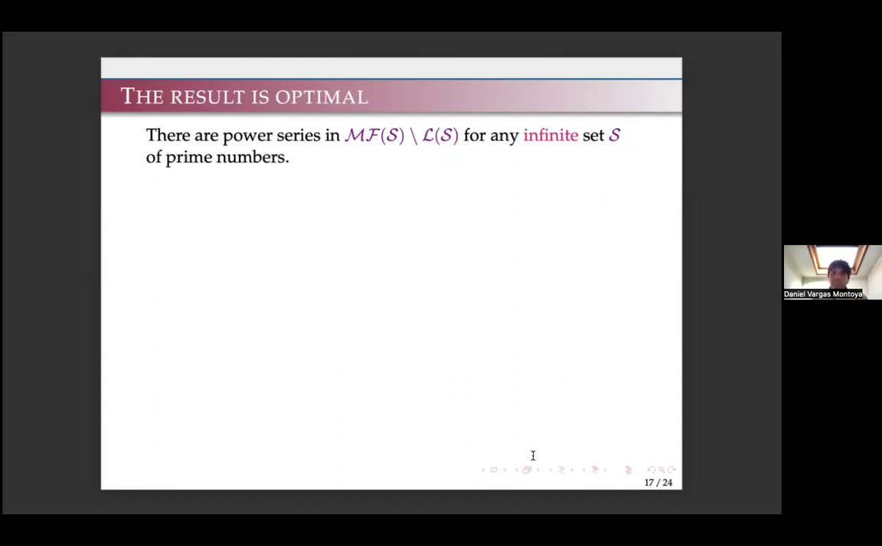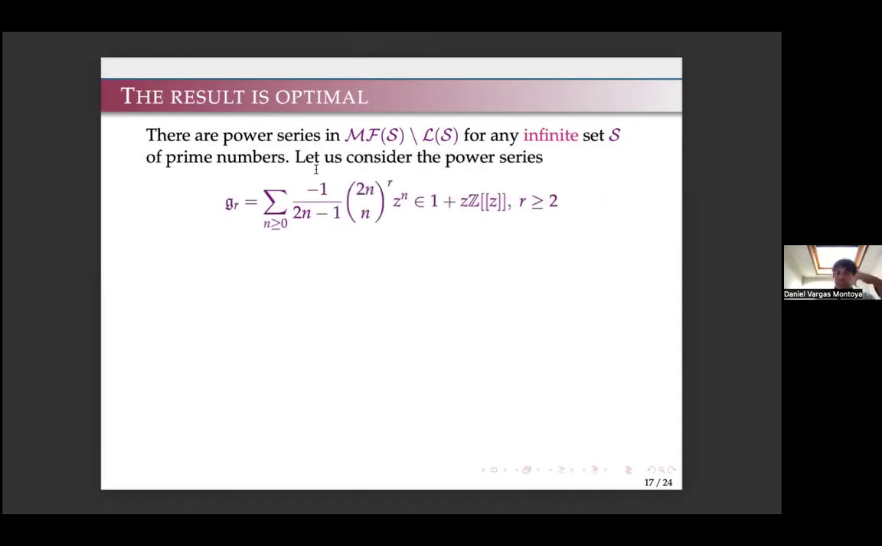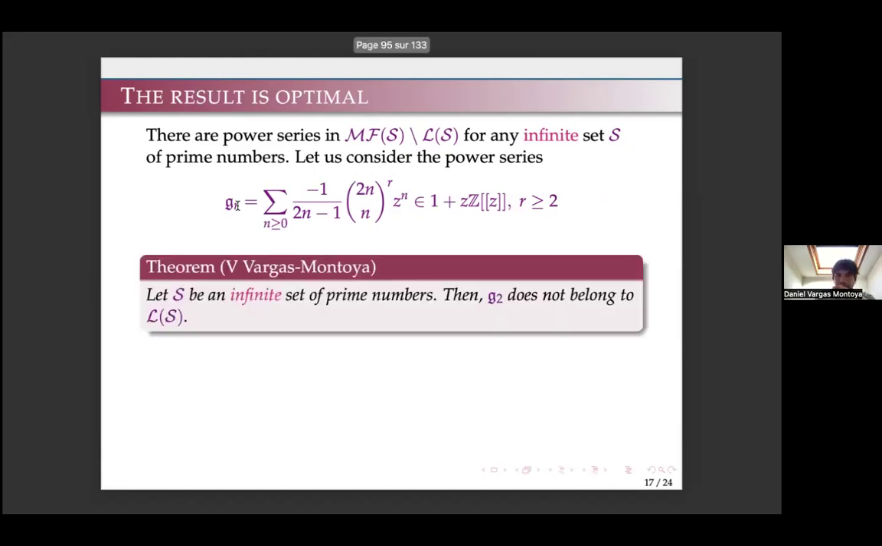Because there are power series in MFS which are not elements in LS for any infinite set S of prime numbers. So for that, let me introduce the power series GR. It's given by this expression. Actually, GR is a hypergeometric series. So here is the theorem.